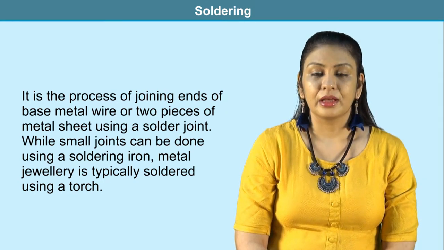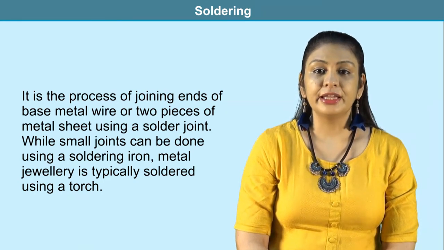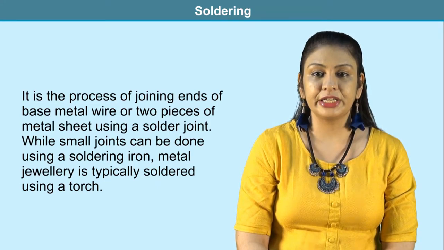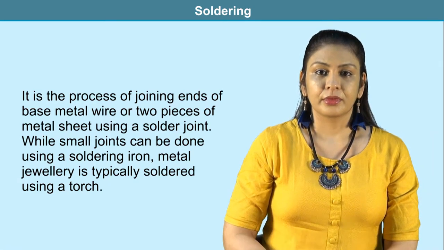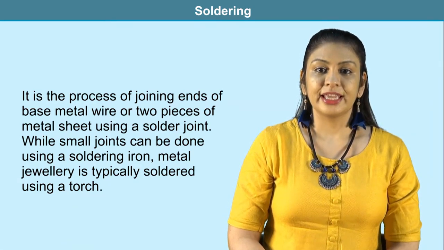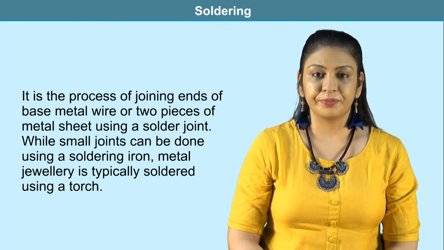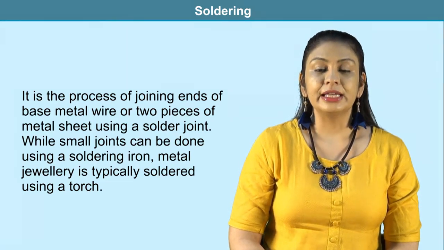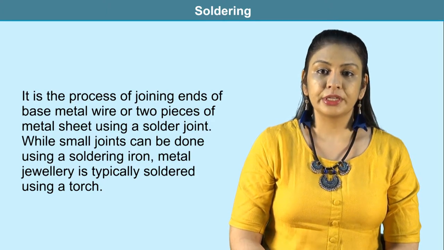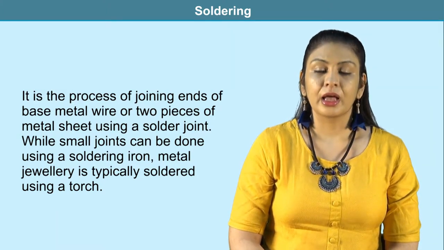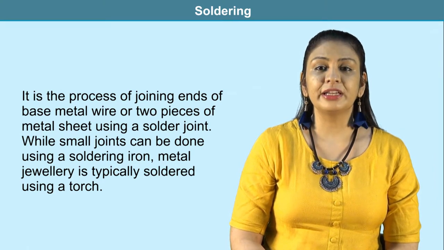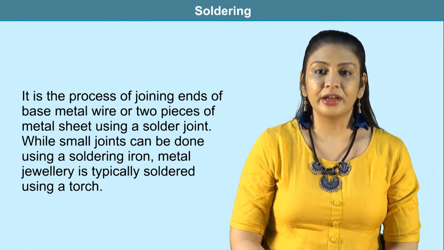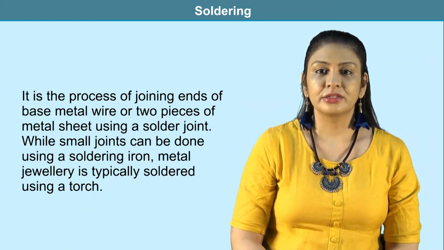Soldering. The process of joining ends of base metal wire or two pieces of metal sheet using a solder joint is known as soldering. While small joints can be done using a soldering iron, metal jewelry is typically soldered using a torch. Solder and flux are the most important ingredients that are required to create a soldering joint.